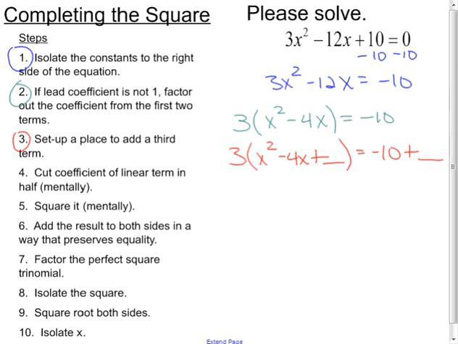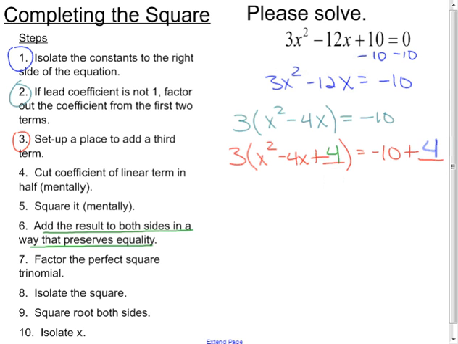Again, when I cut the linear term in half, I get negative 2. When I square it, I get 4. Well, when I add 4 here, this wording kicks in that says add the result to both sides in a way that preserves equality. Here you see I wrote 4, but I in fact didn't really add 4. So I can't really add 4 here.